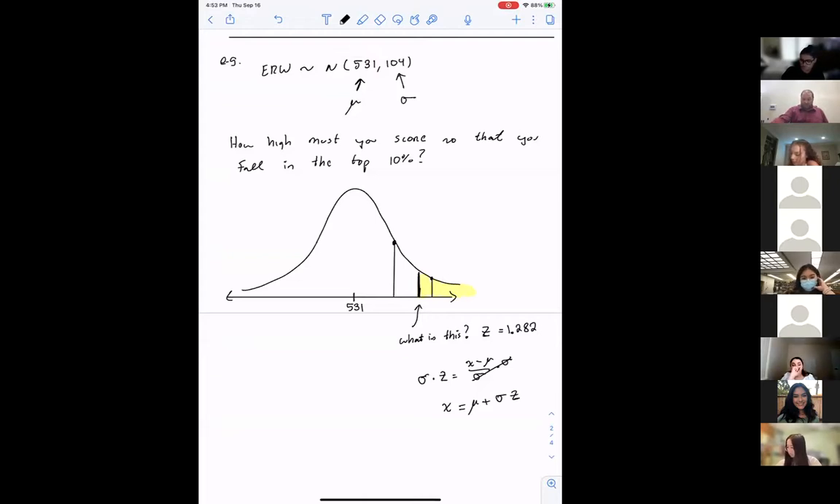So in our case, what is our data? What is our point going to be? It'd be 531 plus 104 times 1.282. Assuming that's correct, because I was yawning and I didn't hear anything you said. What did you get as your answer? Oh, I didn't solve it yet. So go ahead and do that, please, so I can determine if what you said was correct. Or anyone else.